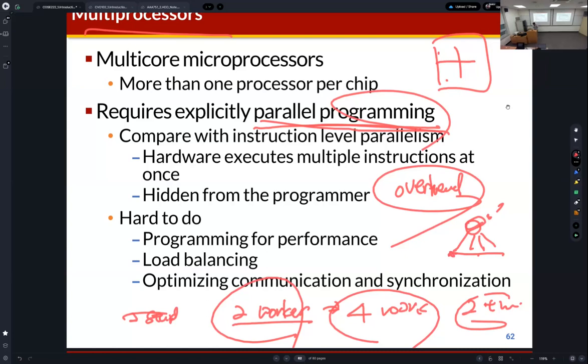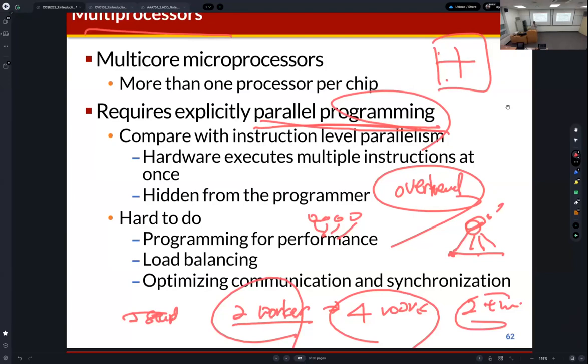Another issue is the communication overhead. After the work is divided, we need to share the results of the divided work. The information needs to be shared, which requires communication between workers. This is also a very critical problem. Because of this, the performance of the multi-core architecture is not proportional to the number of cores.